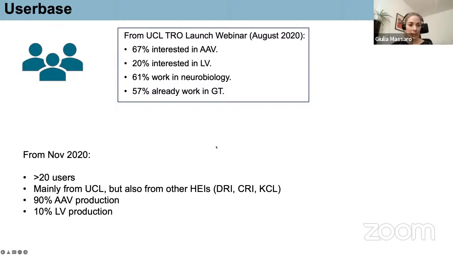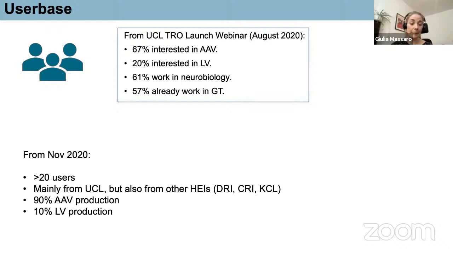From the opening in November 2020, we got more than 20 users so far. They were mainly from UCL, but I also had people from other institutions, although they were somehow connected to UCL via a secondary supervisor or a collaborator. So they heard about us via the collaborator at UCL.